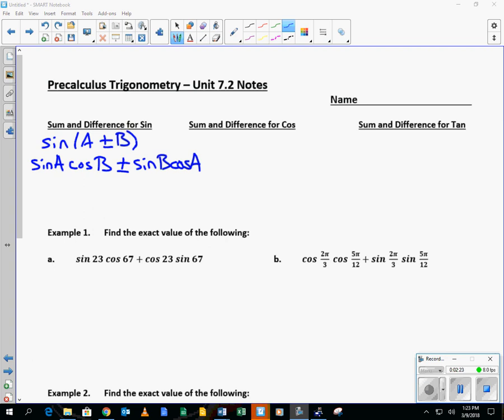So what about cosine? Well, cosine of A plus B ends up being cosine of A times cosine of B minus sine of A times sine of B. So what changed? Yeah, the location, the signs and stuff, but also it switched to subtraction, right? So if it was subtraction up here, what would it be down here?